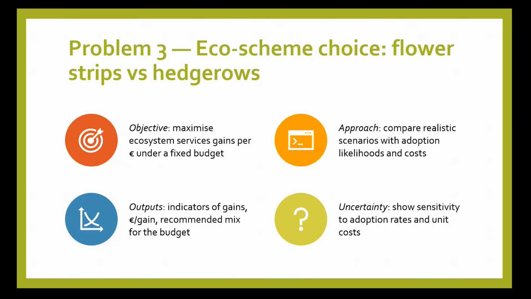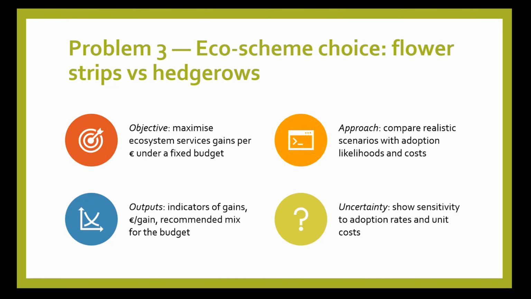Another case study that we could think about is, for instance, answering the question of which eco-schemes deliver more biodiversity per euro, right, under a fixed budget. So should we go for flower strips, hedgerows, or a combination of the two? And what is the mix that delivers the most for a given budget? So again, the objective of the question is really to maximize ecosystem services gains per euro, so the cost effectiveness of our intervention given a budget.